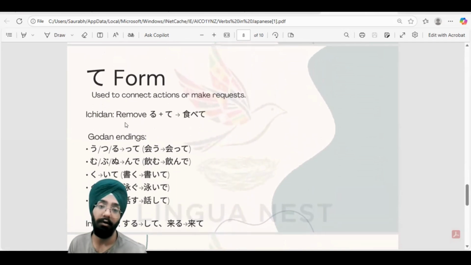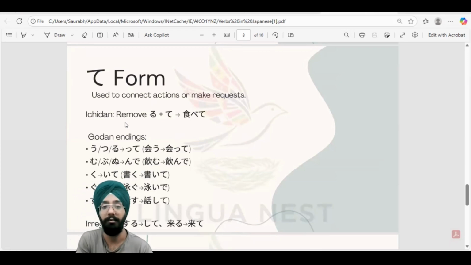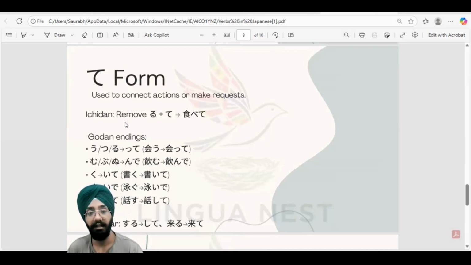This is the most important Japanese grammar. The te form has thousands of grammar patterns after it. It is used to connect actions or make requests. For Ichidan verbs, similarly, we drop the ru and add te at the end. Taberu, tabete; iru, ite.